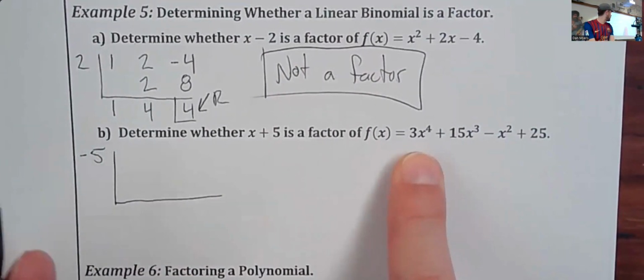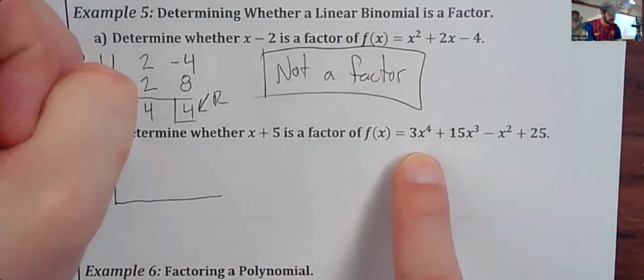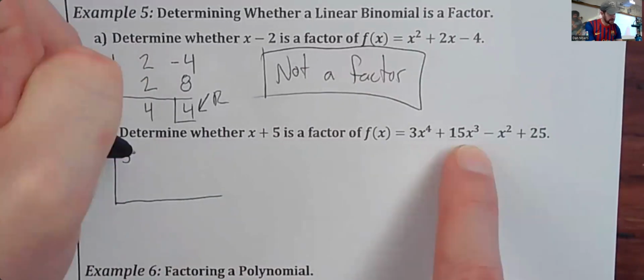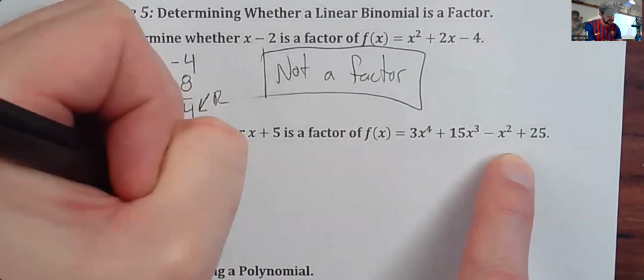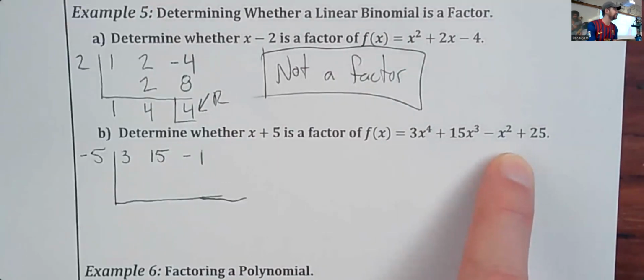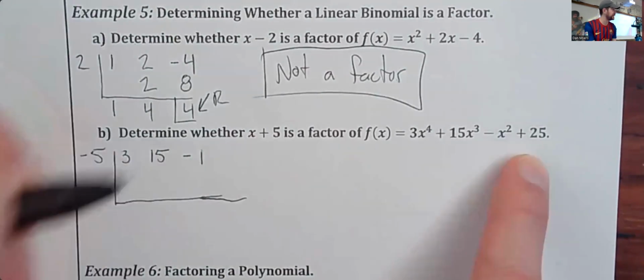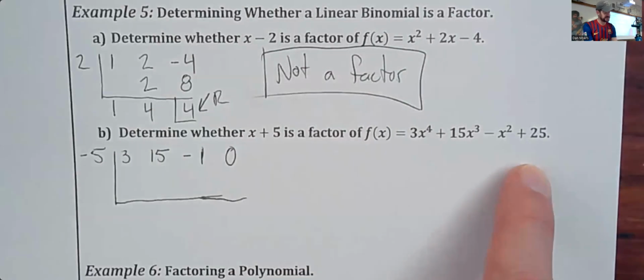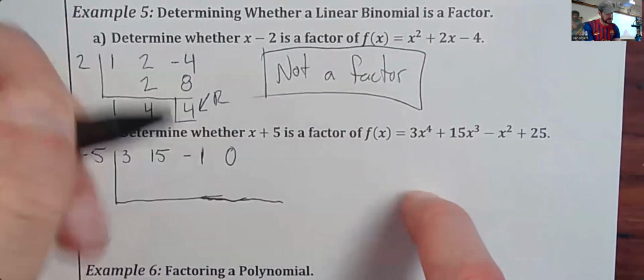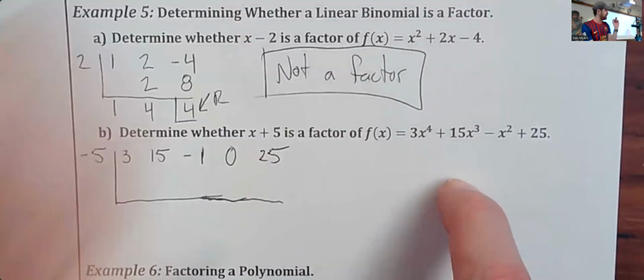We have our quartic coefficient of 3. We have our cubic coefficient of 15. We have our quadratic coefficient of -1. We have our linear coefficient of what? What is it? 0. Yeah, there is no linear term. There's no linear term, therefore, linear coefficient is 0. We do need that. And then we have our constant value of 25.